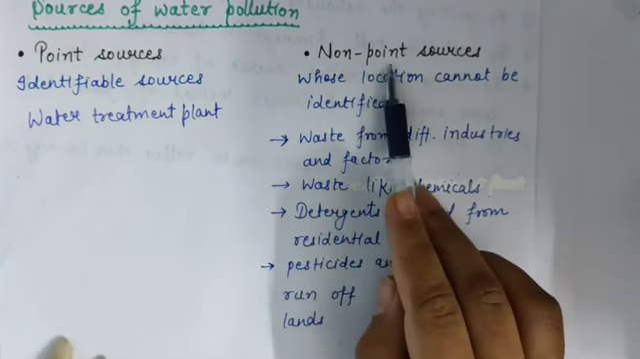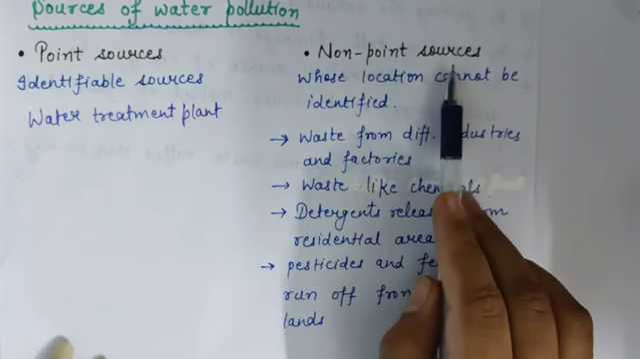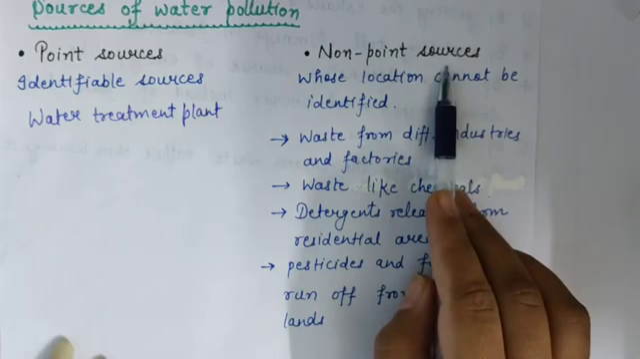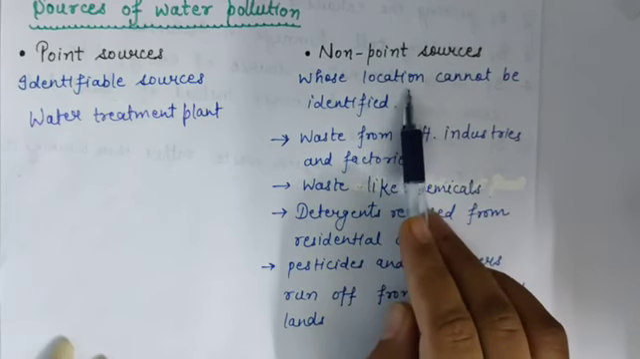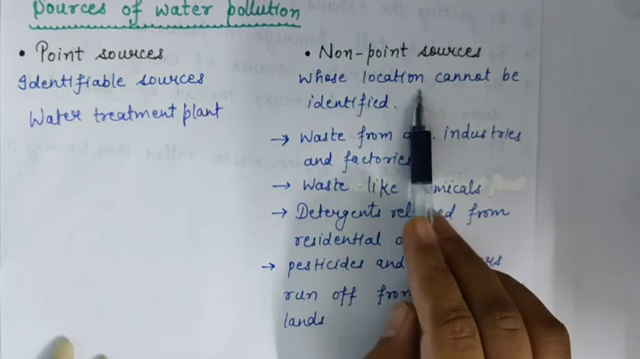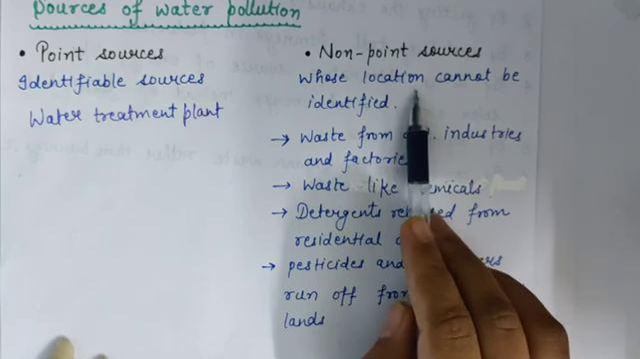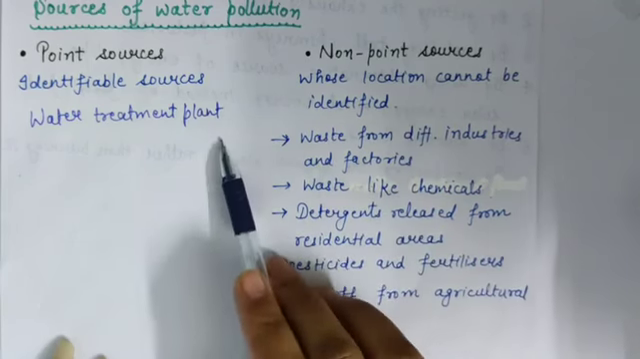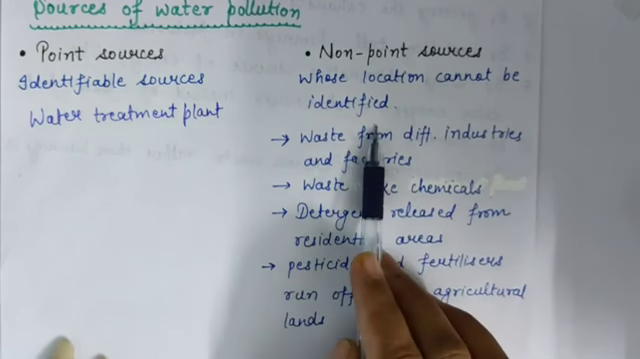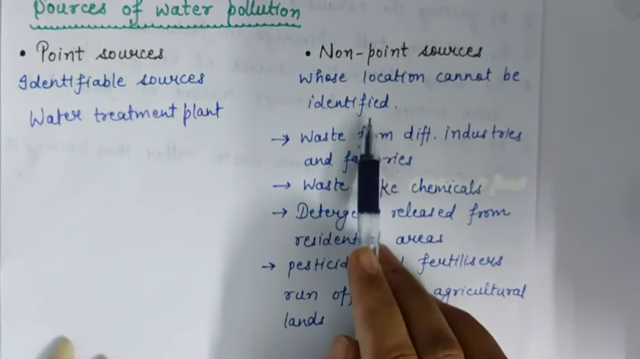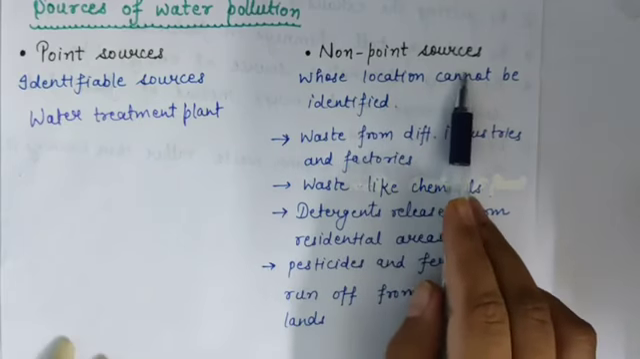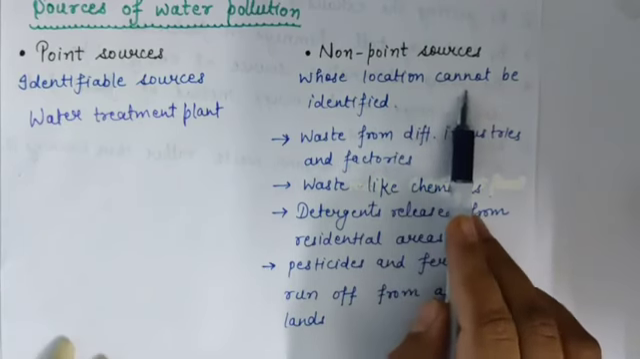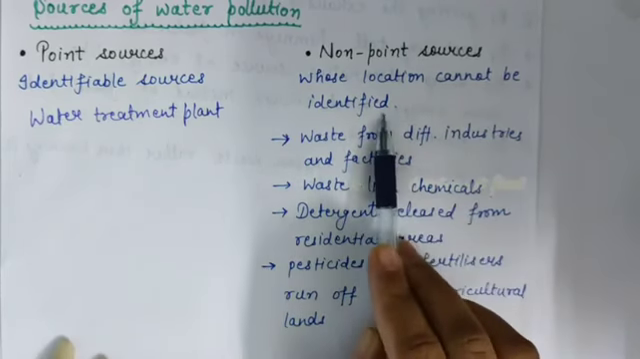Now, next is non-point sources. Non-point sources are those sources in which we cannot identify the exact location. Okay, means the major difference between point source and non-point sources is that in non-point sources, location cannot be identified.